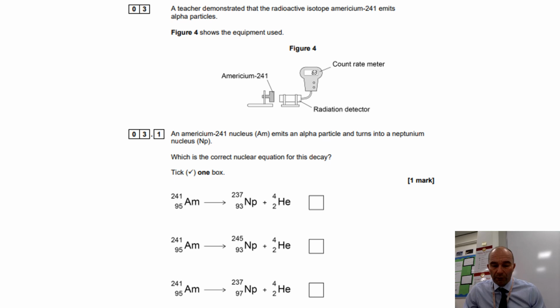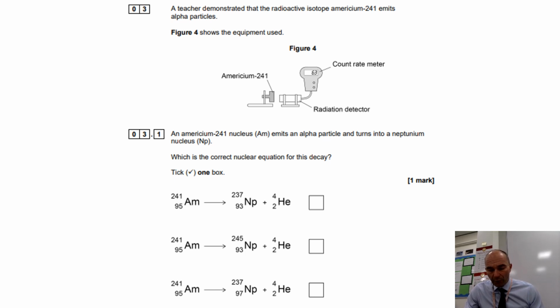Question 3. A teacher demonstrated that the radioactive isotope americium-241 emits alpha particles. We've got the equipment used there. Now, we've been told that our nucleus emits an alpha particle and turns into a neptunium nucleus. So we need to work out which is the correct nuclear equation for this decay.